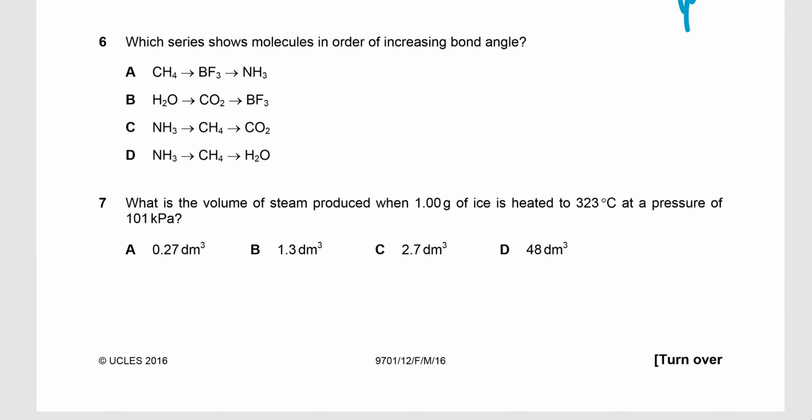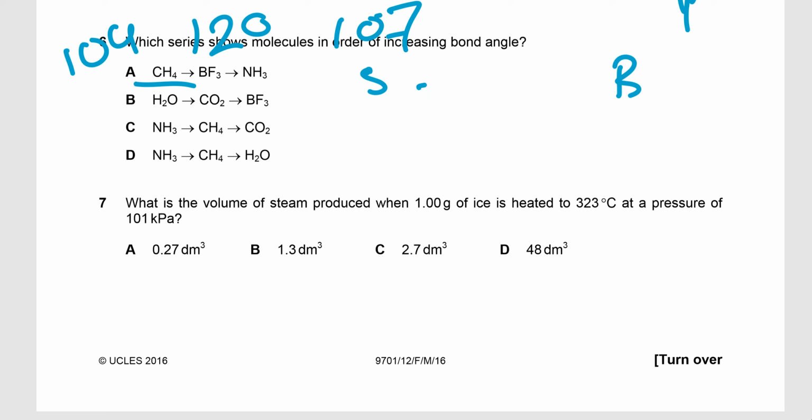In the question number 6, which series shows molecules in order of increasing bond angle? So increasing, so from the smallest to the biggest. So methane, it's 109.5, I think that. Just let me double check it, please. Yes, it's correct. And BF3, it's 120, and ammonia, it's 107. So this one doesn't fit the smallest to the biggest.